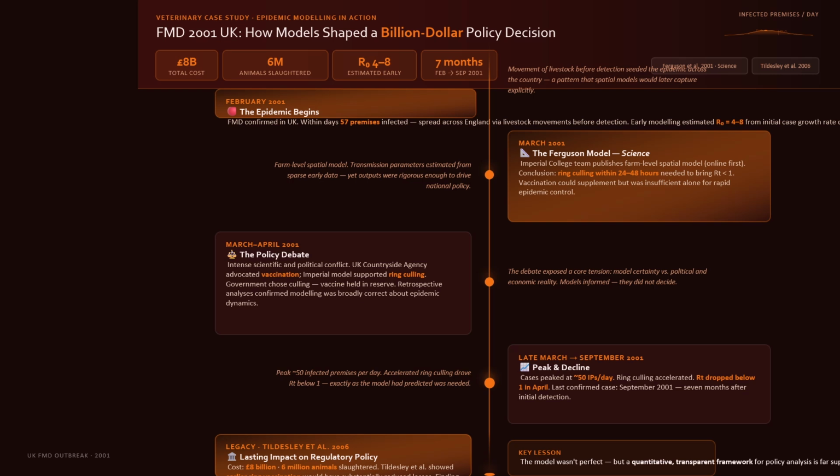Cases peaked around 50 infected premises a day. Then RT dropped below 1 in April, with the last case in September. The final toll, 8 billion pounds and 6 million animals. A later analysis showed earlier ring vaccination would have cut losses, reshaping UK and EU contingency planning. The lesson, a transparent quantitative framework beats pure intuition when you must decide in real time.